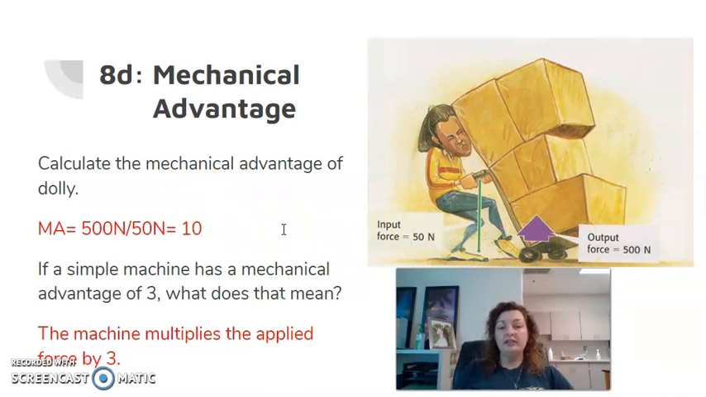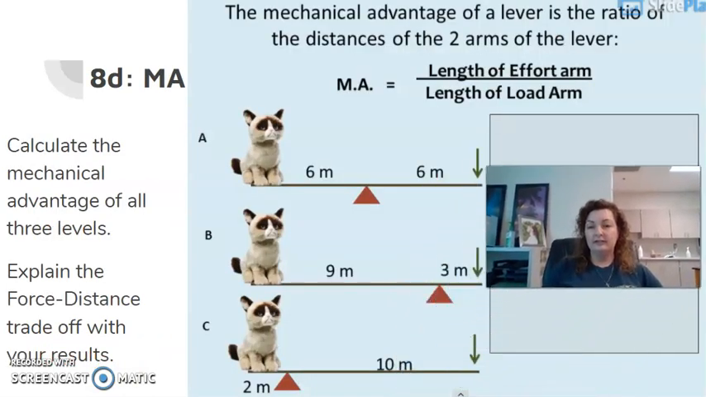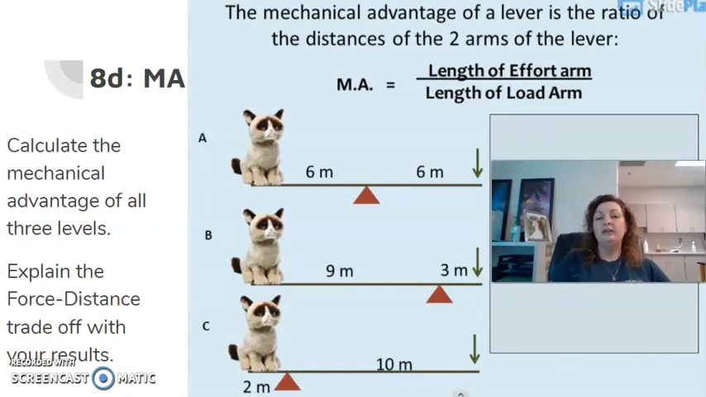If a simple machine has a mechanical advantage of 3, what does that mean? So it means the machine multiplies the applied force by 3, and it's going to give you that much force coming out of the machine. So let's look at our next thing here. It says the mechanical advantage of the lever is the ratio of the distances of the two arms of the lever. So in this case, we're just looking at levers.